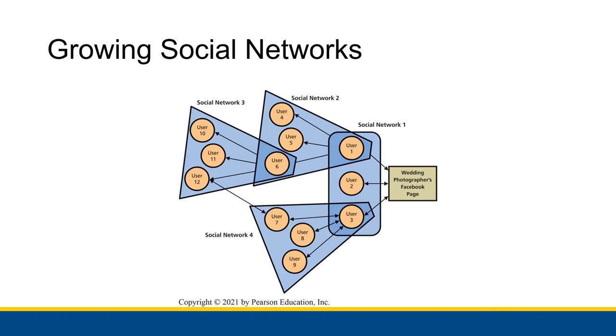Right here, we just have really small social networks. So you could also have a social network that's comprised of all of the users here, as well as the wedding photographer. That in and of itself could be one social network. But in this case, we're looking at these micro social networks here, because they just contain a small amount of users and the relationships that those users have with each other, which in this case is the fact that they are connected to user one.